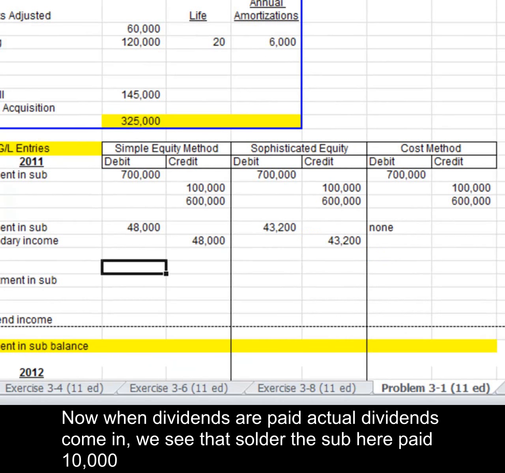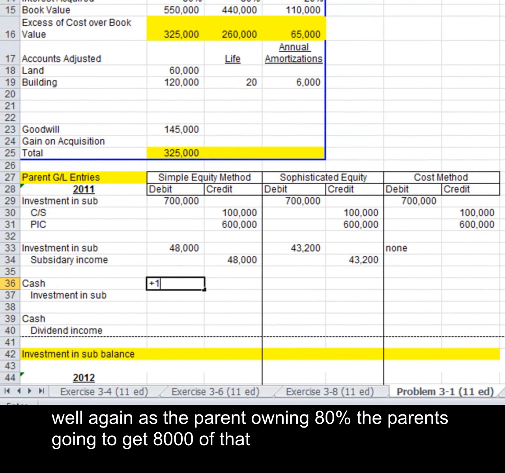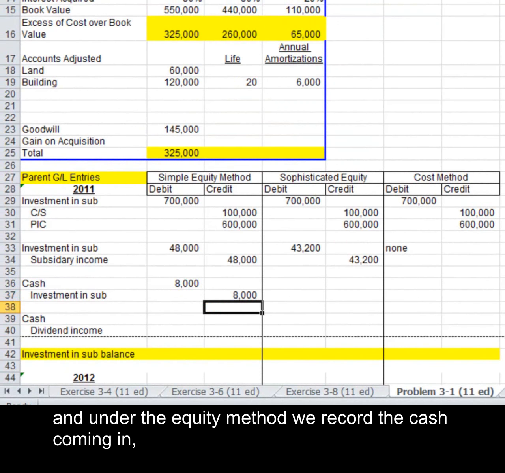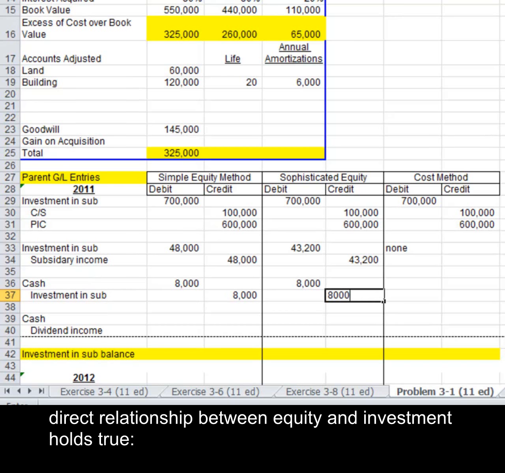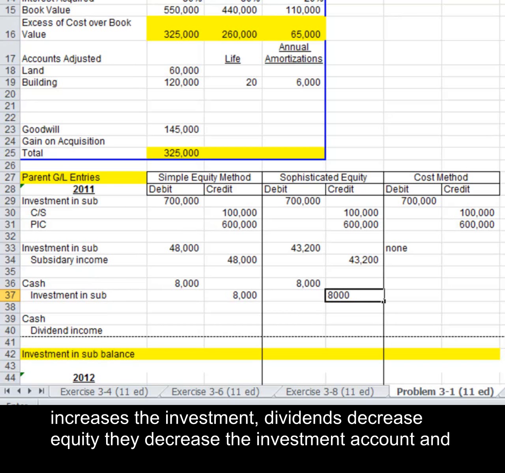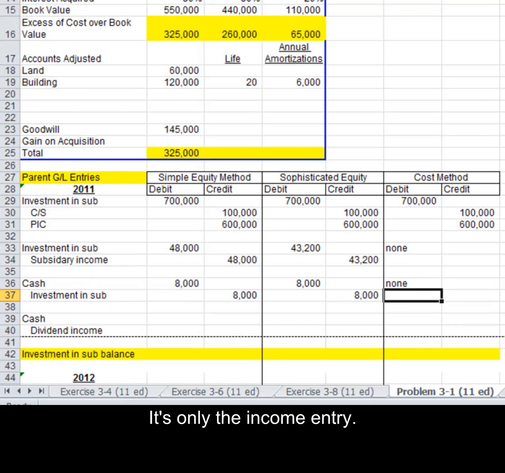Now when dividends are paid, actual dividends come in, we see that Sauder, the sub here, paid $10,000. Well, again, as the parent owning 80%, the parent's going to get $8,000 of that. And under the equity method, we record the cash coming in, but we reduce the investment, because if the underlying equity has reduced, then the investment should reduce. So you'll see that direct relationship between equity and the investment holds true. Income increases equity, increases the investment. Dividends decrease equity, they decrease the investment account. And you'll notice that entry does not differ between simple and sophisticated. It's only the income entry.